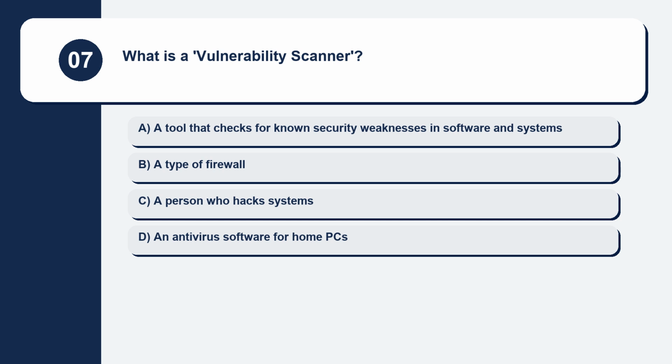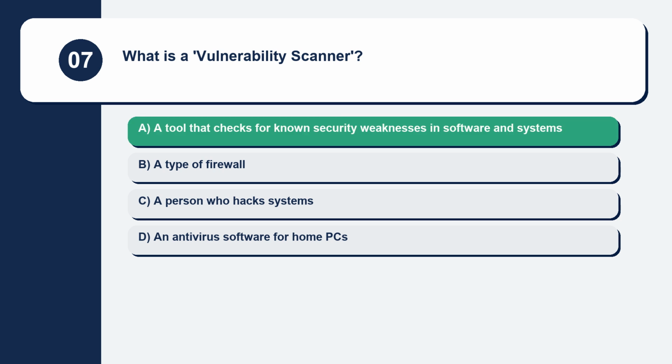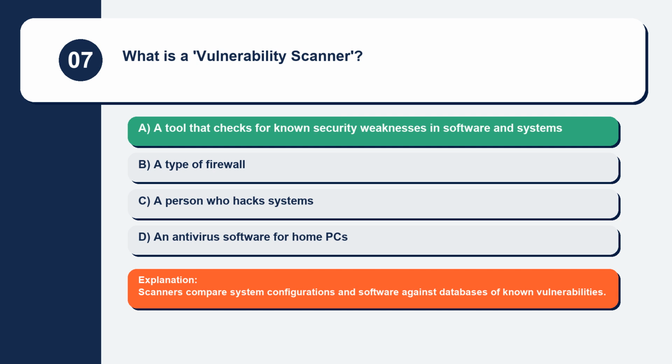Question 7. What is a vulnerability scanner? A tool that checks for known security weaknesses in software and systems. A type of firewall. A person who hacks systems. An antivirus software for home PCs. Scanners compare system configurations and software against databases of known vulnerabilities.